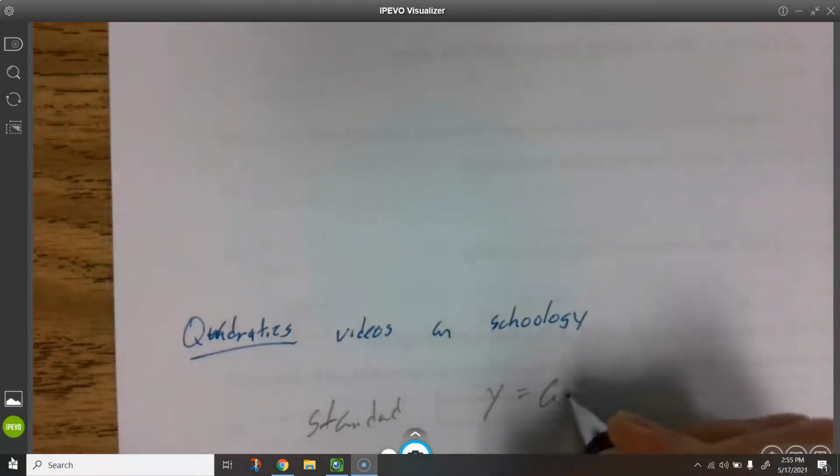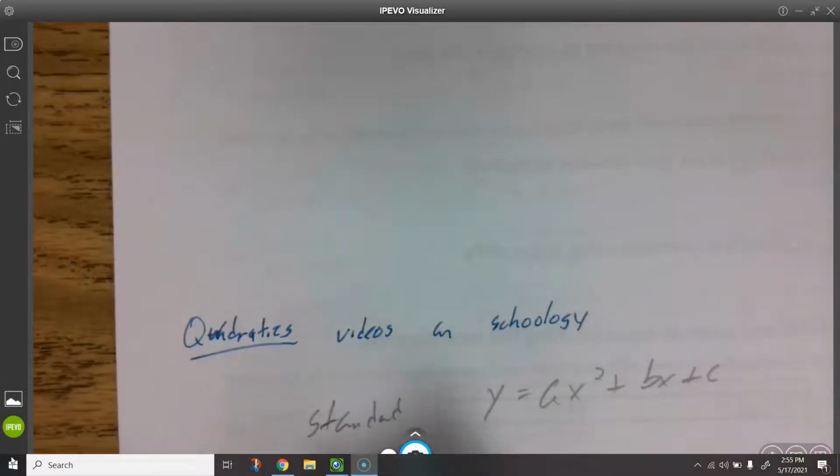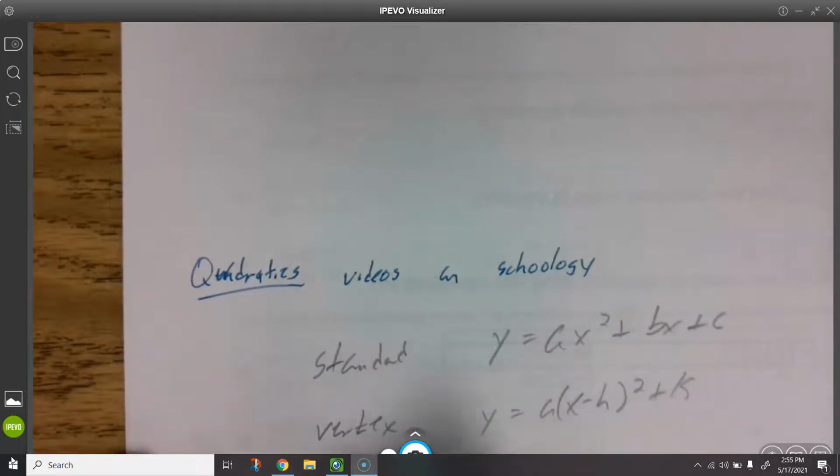Y equals ax squared plus bx plus c. Vertex form, y equals a times x minus h quantity squared plus k, and then factored form, y is equal to x minus p, x minus q.